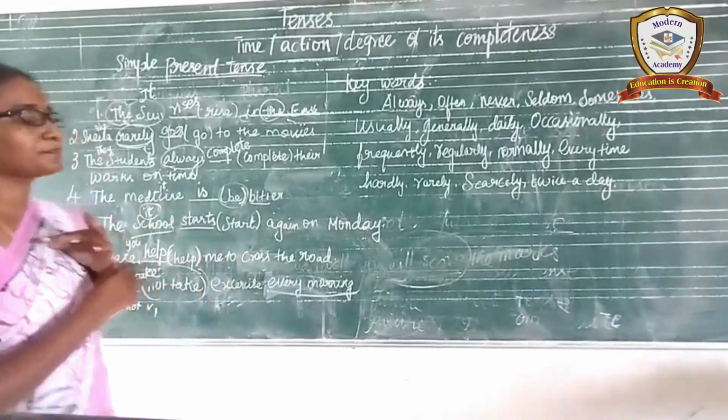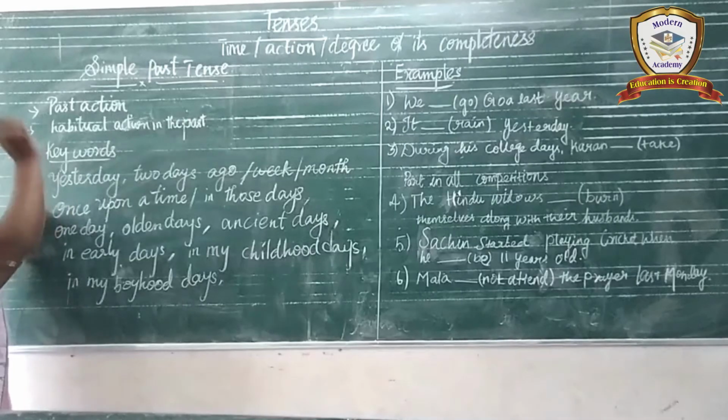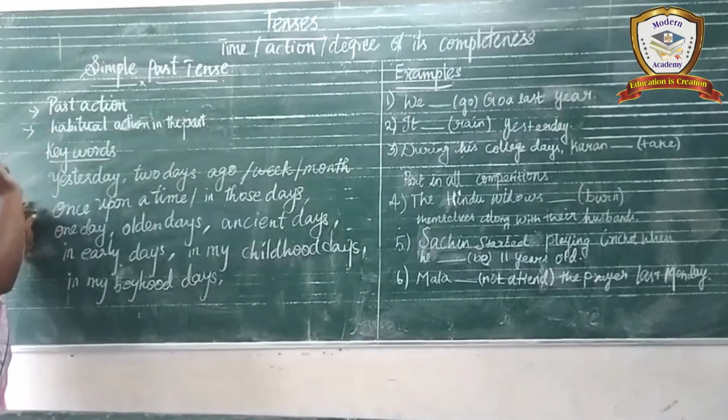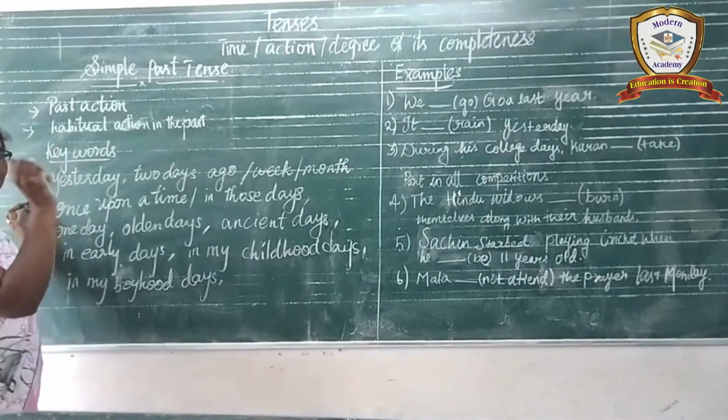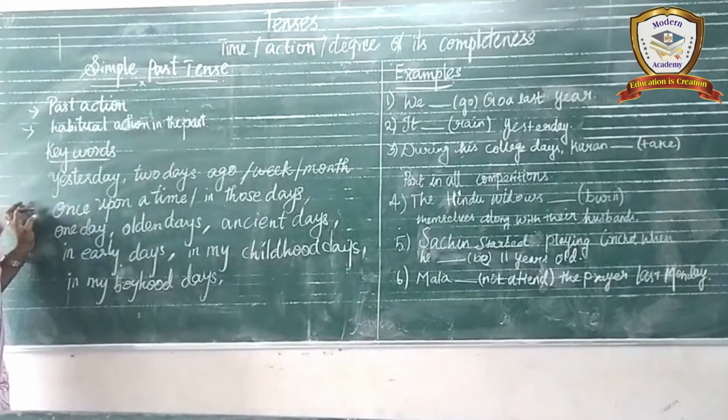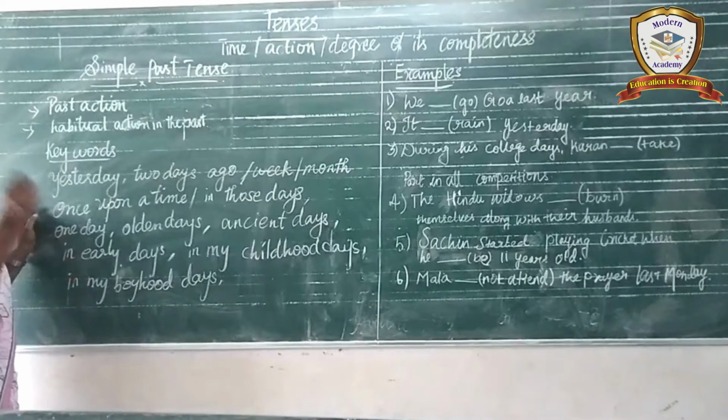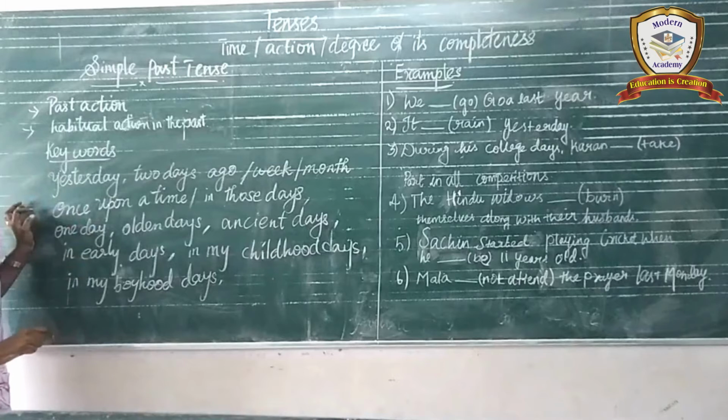Listen carefully, dears. Simple past tense. What is meant by simple past tense? Simple past tense is used to express past actions: the action which happened in the past or once upon a time, the action that was quite completed in the past.